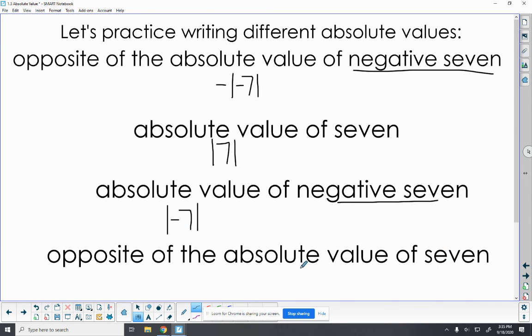And then last, we're going to do the absolute value of 7, but we want the opposite of that. So I place the opposite sign outside of those absolute value lines. So hopefully that will help clear up some of those questions.